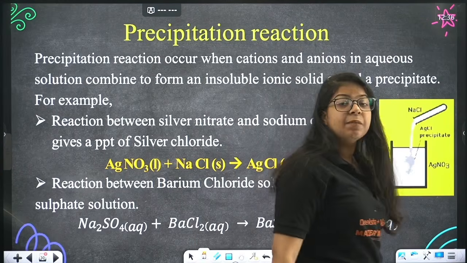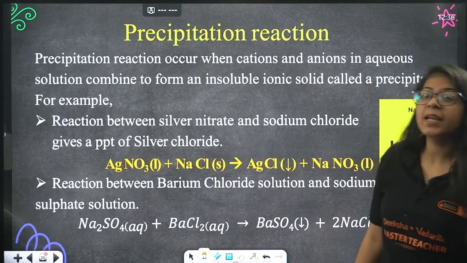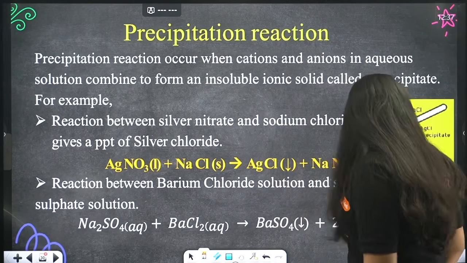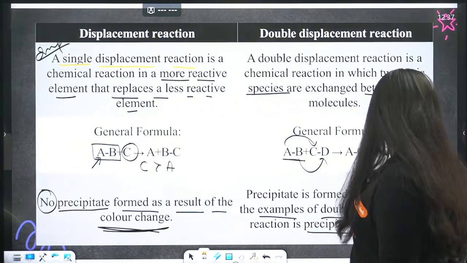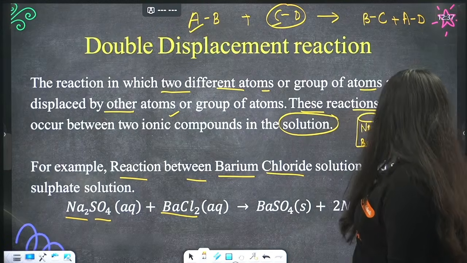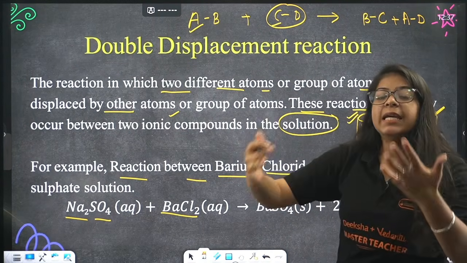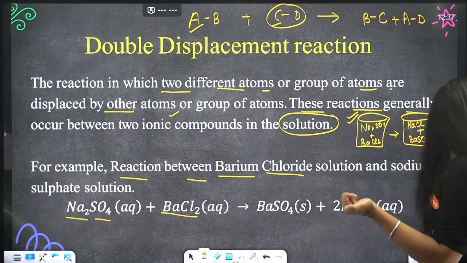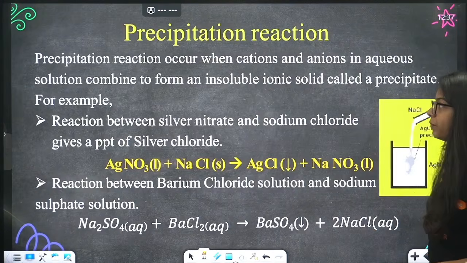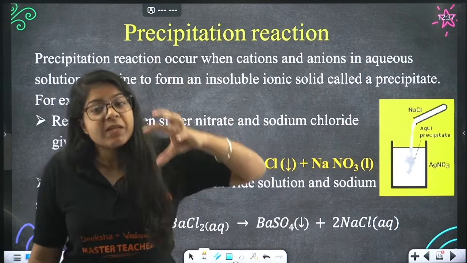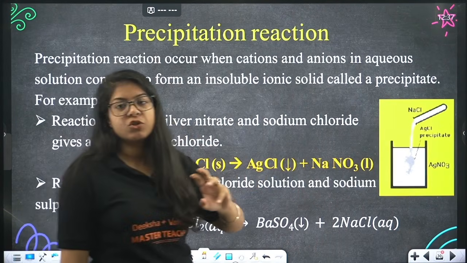Next we have precipitation reaction, the one we were studying right now. Precipitation reaction occurs when cations and anions, as we studied in the double displacement reaction, react in the solution. Generally it happens in the solution. Precipitation reaction is specifically for aqueous solutions, okay.